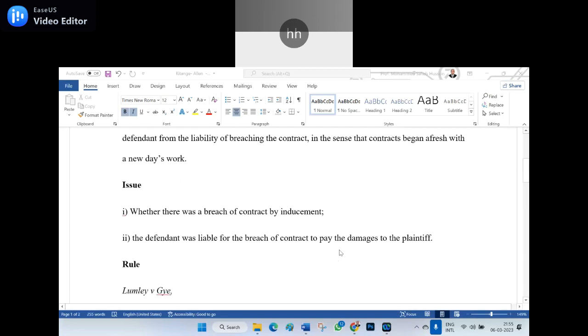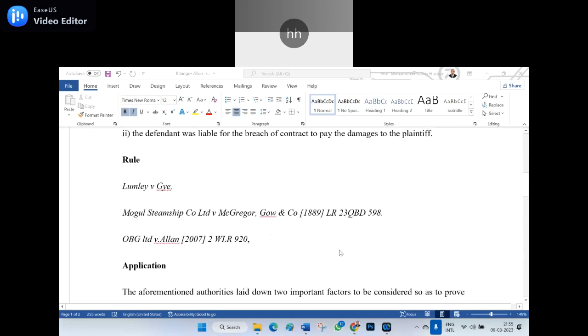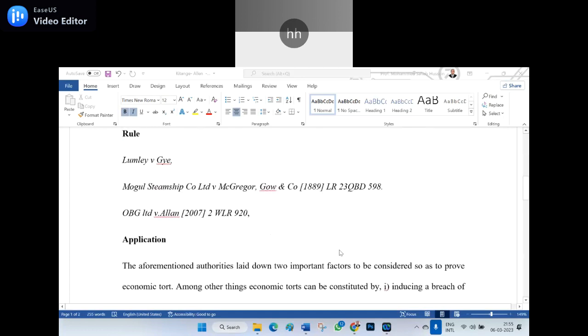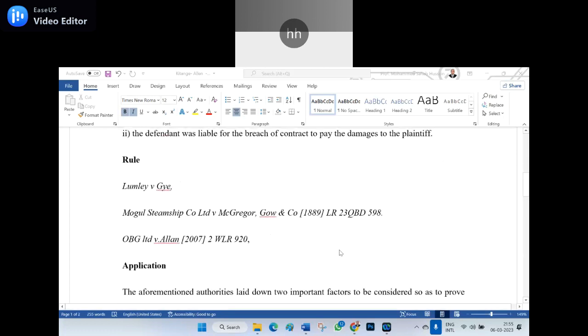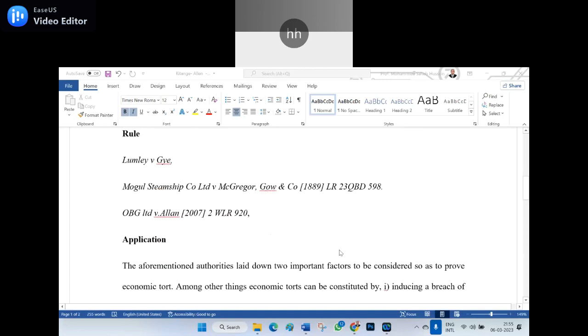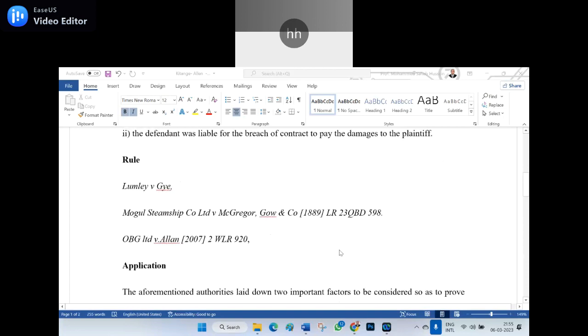And you mentioned only Lumley versus Gye and Mogul Steamship Company. Yes, this is also a relevant case law. McGregor Gow and Company and OBG Limited versus Allen. But you can also say Rookes versus Barnard. So these are the cases that we are supposed to make our stand.